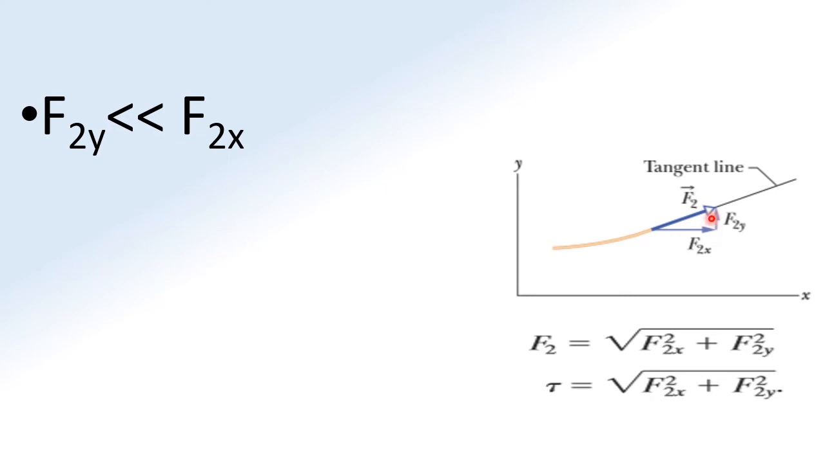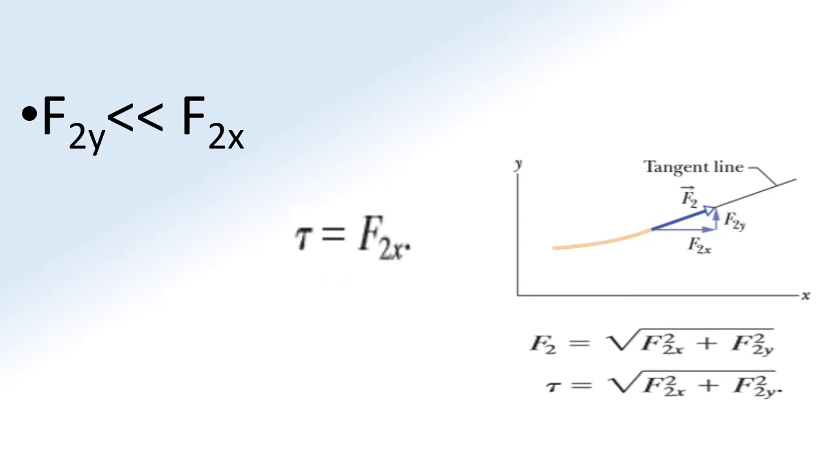As F2y is much smaller than F2x, we neglect F2y. By neglecting F2y in this equation, we have the final equation: tension T equals F2x. Because the square of F2x will be cancelled by the square root, and finally the equation will have T equals F2x.